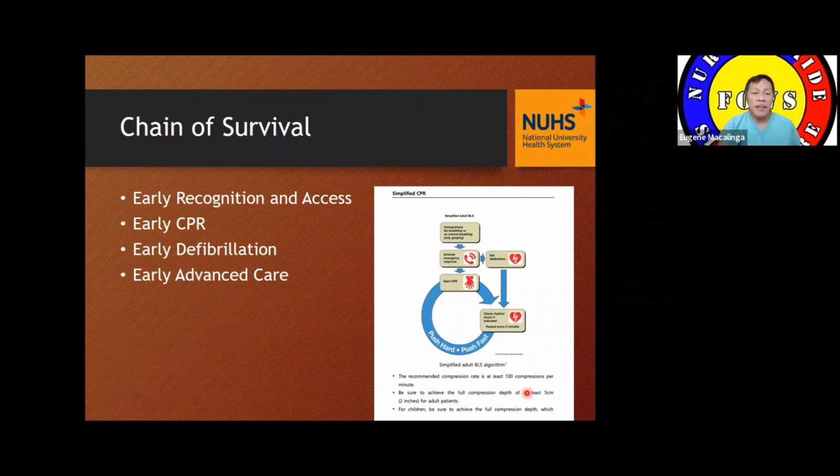Okay, so this is very important, the chain of survival. Please revise this. Please remember this. The first one is early recognition and access, followed by early CPR, early defibrillation, and the last one is early advanced care. This chain of survival is very important for you to remember. Early recognition and access, early CPR, early defibrillation, and early advanced care.